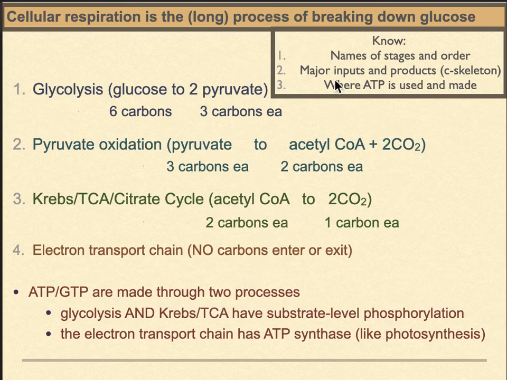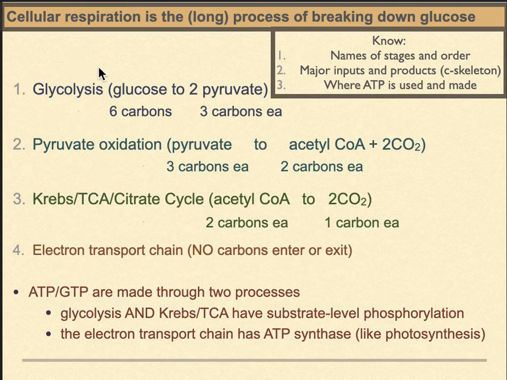And you should also know the major inputs and products, which include those molecules that move between each of the processes. You should also know where ATP is used and where it is made, because that is the goal of the entire pathway of cellular respiration. So cellular respiration is a key type of metabolic pathway that is used for making ATP, and it does this by starting out with glucose and slowly breaking it down.